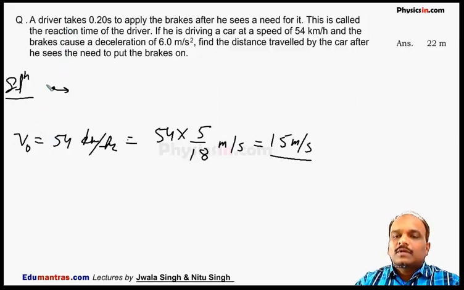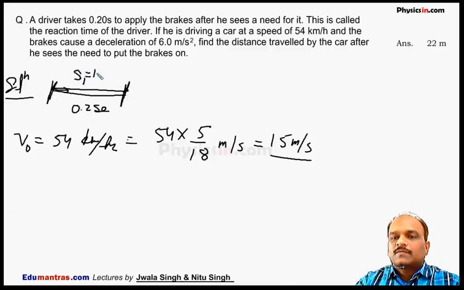Now when the driver needs to apply the brake, the car will move with a constant speed of this for 0.2 second. So in this 0.2 second, the car travels a distance s1, which is 15 into 0.2 meter, that is equal to 3 meter. And after that he applies the brake and finally the car comes to rest. Here the final velocity becomes 0. Let this distance be s2.